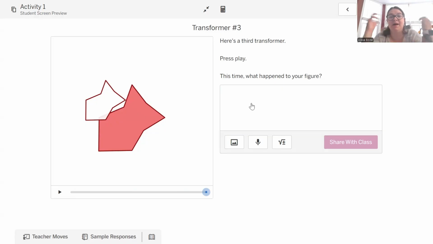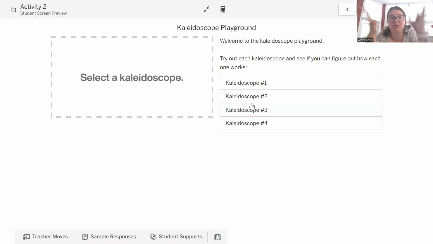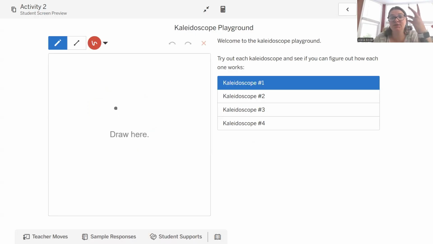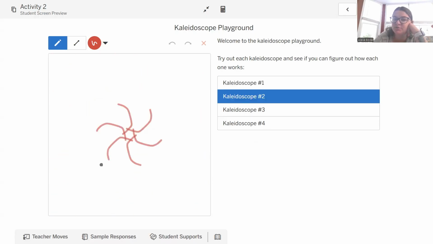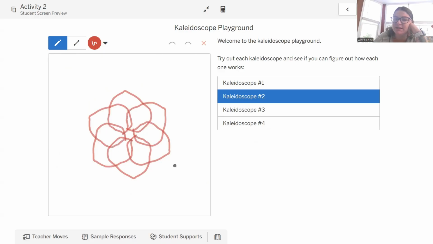Okay. So here we have the kaleidoscope playground. We have four different things that are going to happen. And you're going to get to draw on here. And let's talk about what kind of movements are happening. So right now, I want you guys to just take some time and just draw. Check out the different kaleidoscopes and draw on your own. Take some time and do that.